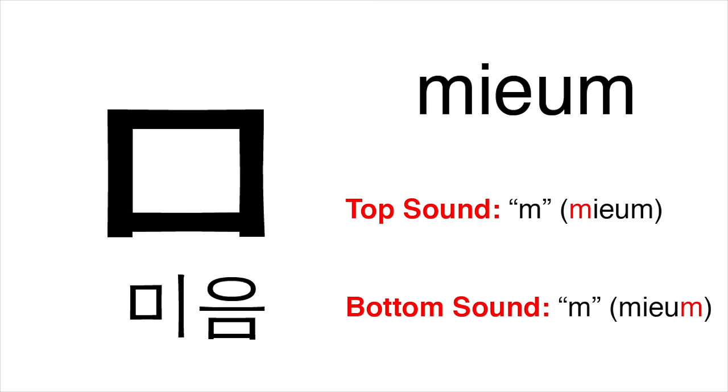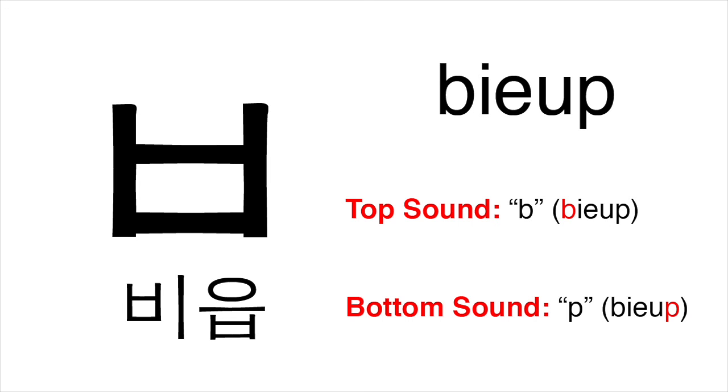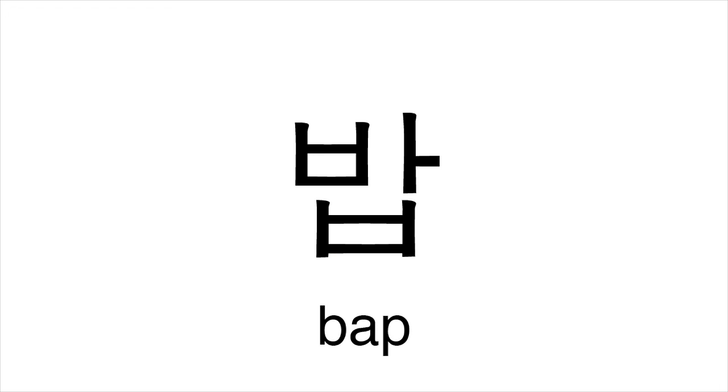The fifth consonant is Mieum, which has an M sound for both top and bottom. This letter would sound like Mam. Very straightforward and easy. The sixth consonant is Bieup, which has a B sound for top and a P sound for bottom. So this letter would sound like Pap. As you can see, the ending of Pap sounds like B or P because it's such a short sound. So I would just remember it as B to make it easier to remember.